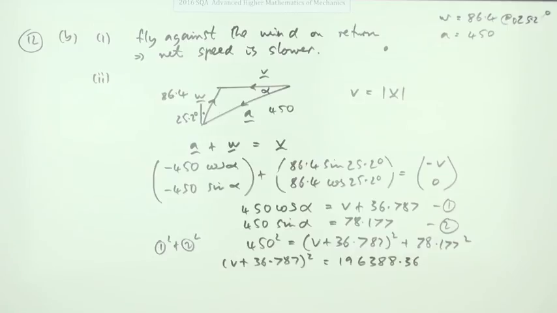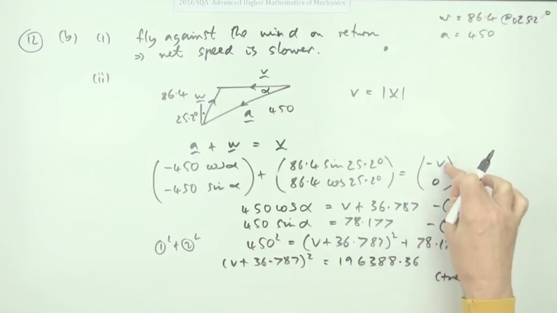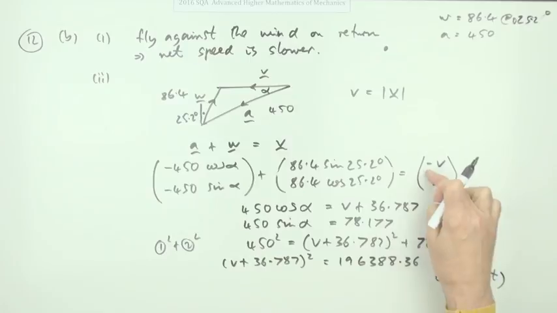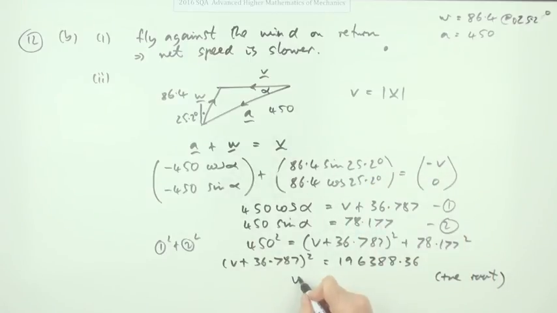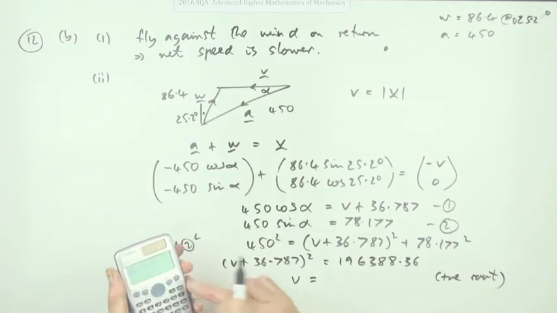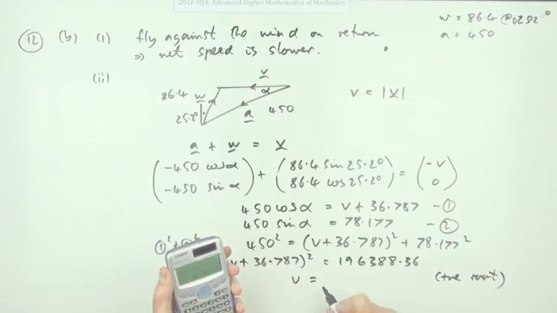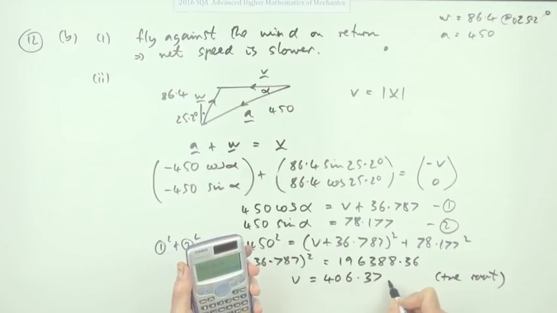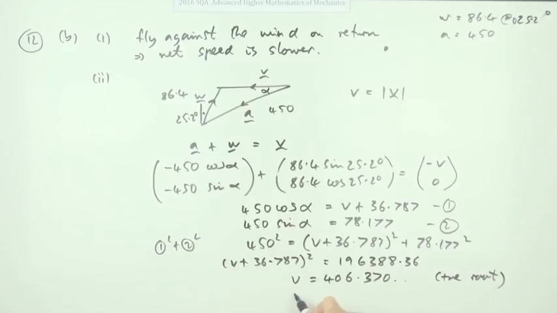Now, when you do the square root, you're going to get a positive or negative, but V is a positive amount. Now, the square root of that far exceeds this number, but you're going to be subtracting it anyway, so that negative is just going to get more negative. So you're only going to be taking the positive root here to obtain a positive value for V. As I've already said, it's going backwards. So I could just put it down straight away then. So it'll be the square root of that minus the 36.787, and that gives me the figure 406.370, and so on.